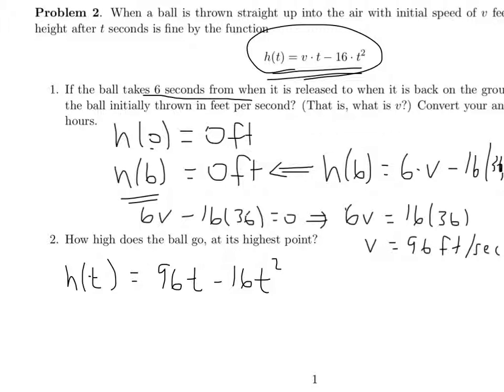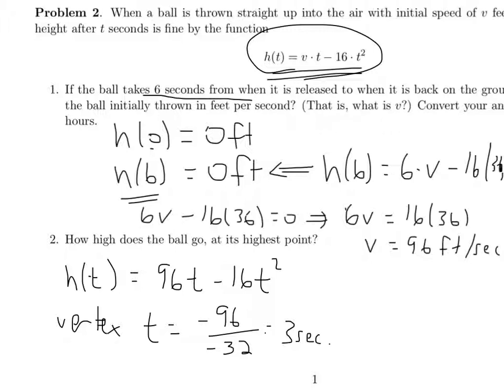So to find the vertex of this parabola, in this case, I will use my minus b over 2a formula. So minus 96 over minus 32, negative 16 times 2. And so that's at the 3-second mark. So that's not too surprising, right? If it took 6 seconds to come down, you figure it's at its highest point at the halfway point because the movement should be symmetric.